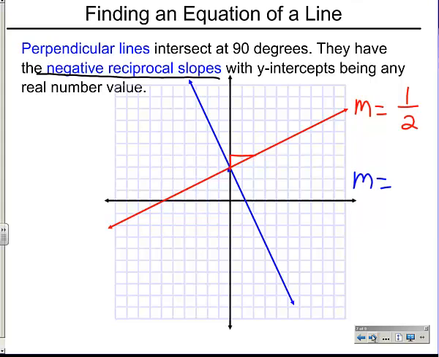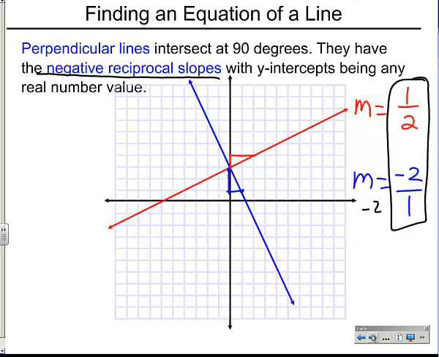We'll start at the same point right here, so that's down 2, which is negative 2, and to the right 1 to land on that, which is positive 1. And you can see that we actually have two slopes here that are negative reciprocals, or opposite signs, but reciprocals of each other. So the reciprocal of 1/2 is 2, but the sign would have to change to a negative. So negative reciprocal of 1/2 is negative 2 over 1, or just negative 2.